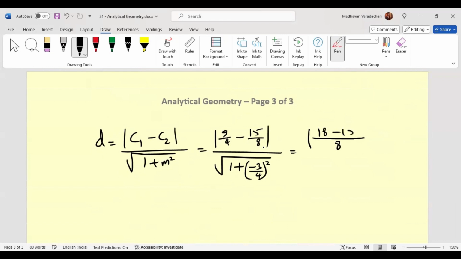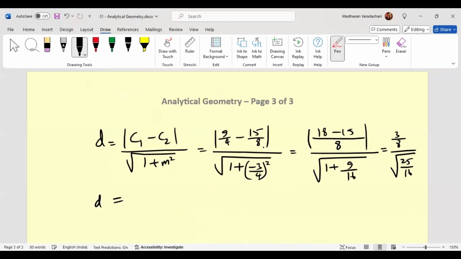So this is 18 minus 15 by 8 over square root of 1 plus 9 by 16. So this becomes 3 by 8 in the numerator. Denominator is square root of 25 by 16. So that becomes 3 by 8 divided by 5 by 4, or 3 by 8 multiplied by 4 by 5. This goes with this 2 times. So we get 3 by 10 units as the distance.